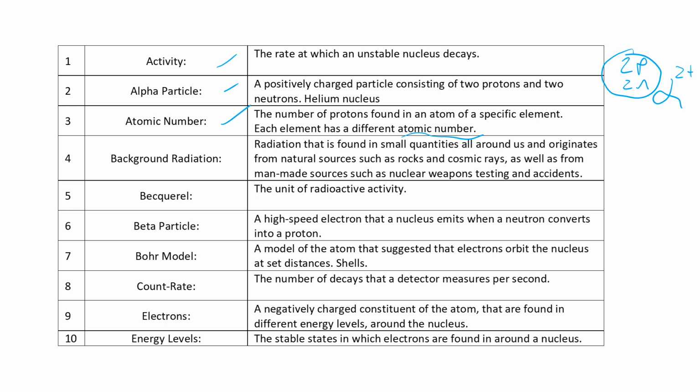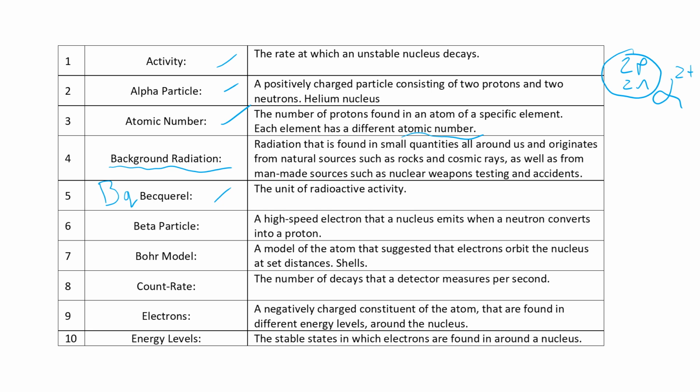Radiation that's found in small quantities all around us and originates from natural sources of rocks and cosmic rays, as well as from man-made sources such as nuclear weapons. Okay, it's background. It's the stuff that's hitting you literally all the time. The unit of radioactive activity is a becquerel, written sometimes as Bq.